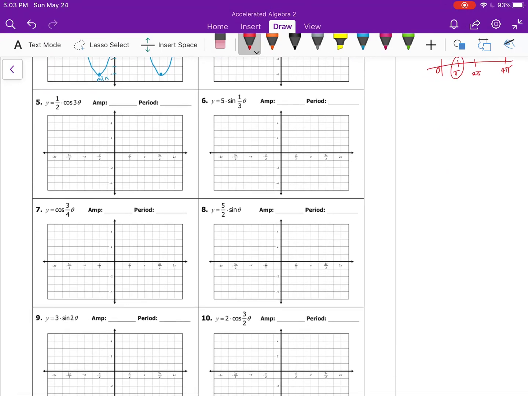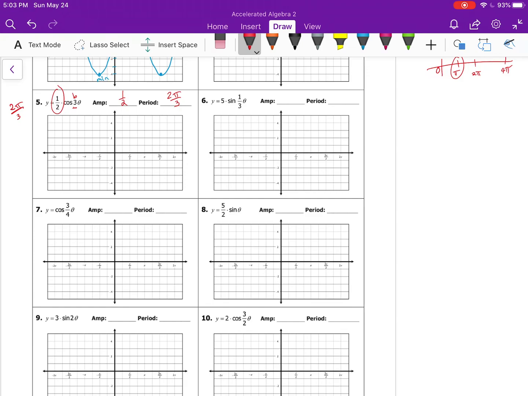All right, let's see what happens when we do both of them. So let me do number 5. In this one, we have a 1/2 up front, and we have a b value of 3. So 2 pi divided by 3 is going to be my period. That's kind of annoying.